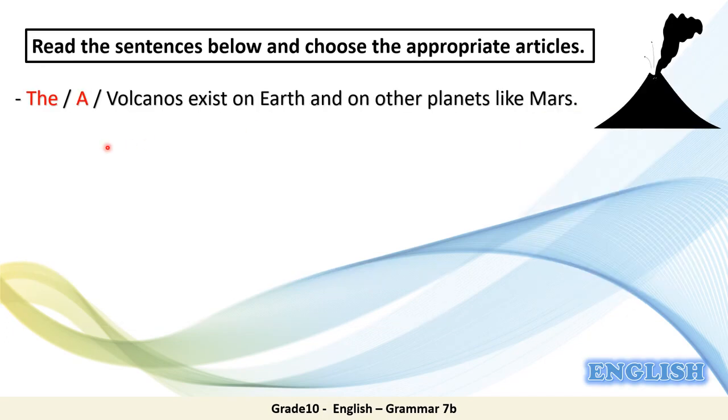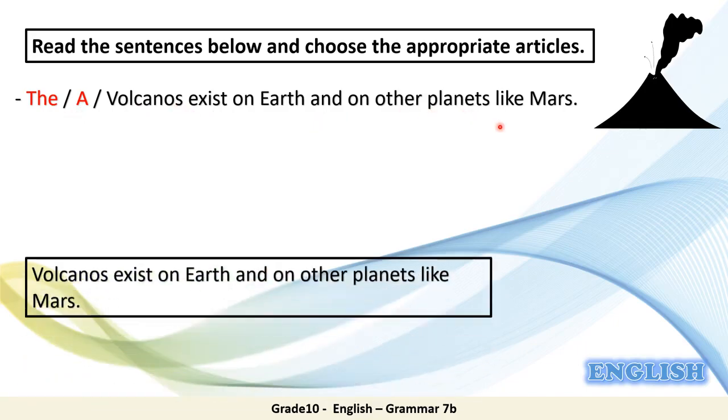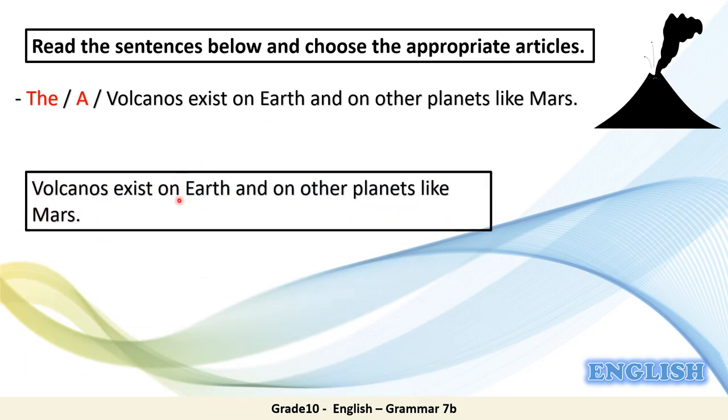One more example. Read the sentence below and choose the appropriate article. Zero article or no article, the, a. Volcanoes exist on Earth and on other planets like Mars. So, the correct answer is: Volcanoes exist on Earth and on other planets like Mars.